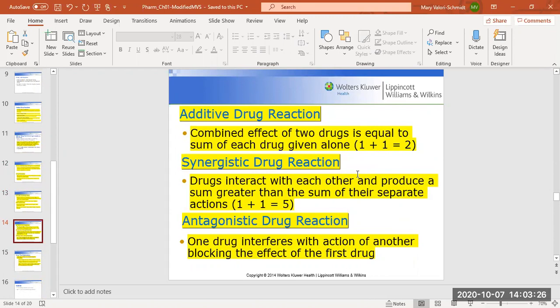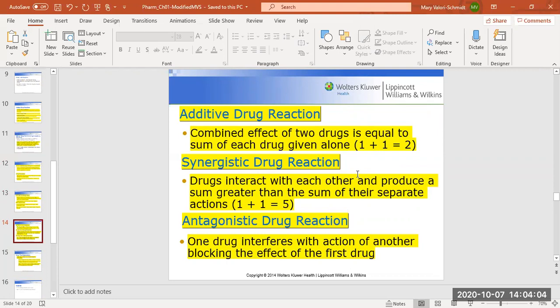So let me try to break this down. Additive, it's right there in the name. That's the way to remember it. Additive means that if I give you this drug and I give you this drug, the combined effect of both of those drugs is still equal to if I gave each of them alone, right? So I give you a blood pressure pill, hydrochlorothiazide, which is a thiazide diuretic, and I give you an ACE inhibitor, lisinopril. The ACE inhibitor is going to do its thing, and the hydrochlorothiazide will do its thing. But combined, they don't do any more than what they normally would do alone. Okay, that's the additive drug reaction.